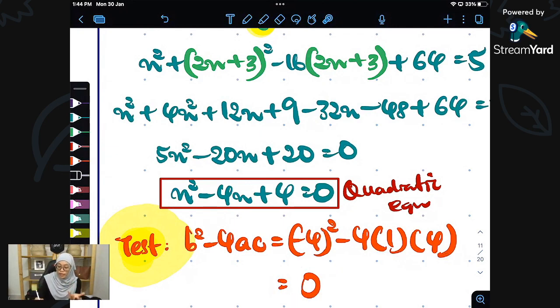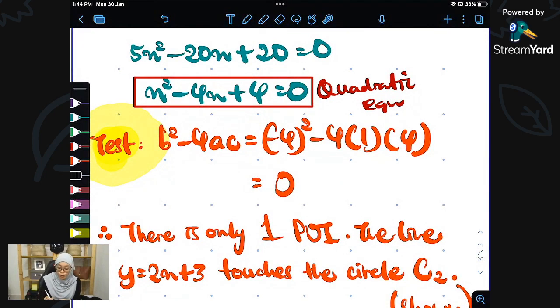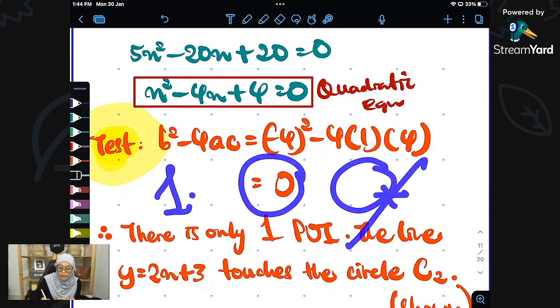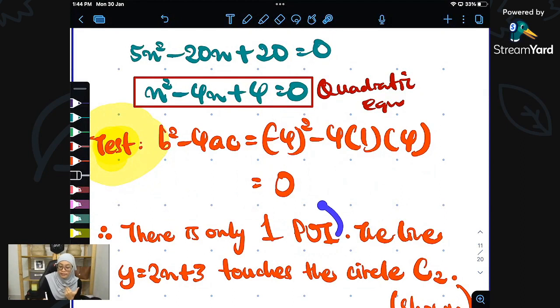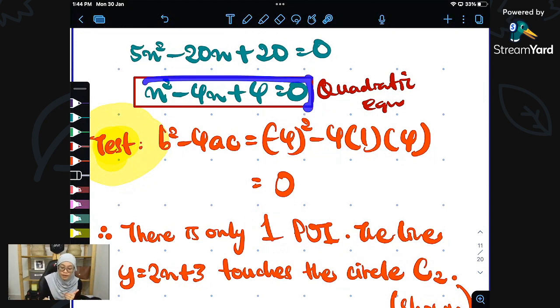So when it is 0, it means that since there is only one point of intersection, therefore the line y equals 2x plus 3 touches the circle at C2. Bermaksud dia bersentuhan lah. The circle is touching the line. And then in fact, kalau kita nampak dia equal to 0, kita tahu dia sebenarnya hanya ada satu POI sahaja. So okay, so ada satu point of intersection sahaja, hanya satu point sahaja.